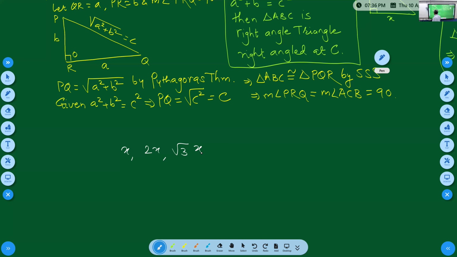You can always have A, B, C such that A is equal to 5, B is equal to 7: 49 and 25, 74. Right? 49 plus 25 is 74. If I have sides like this, still it is a right angle triangle. Not special, but right angle. So we are free to use the converse because we have proved it now.